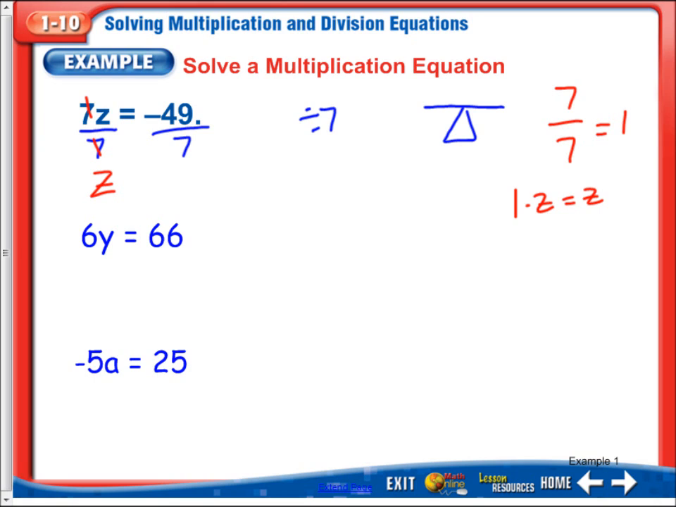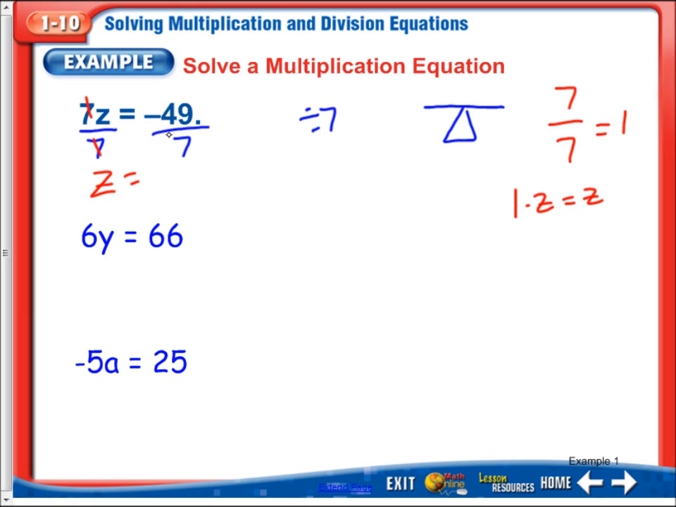Like before, in the addition and subtraction equations, you are canceling to 0, because remember the identity property of addition is 0. The identity property of multiplication is 1. So we're not turning these to 0, we're turning them to 1. 1 times z is z.